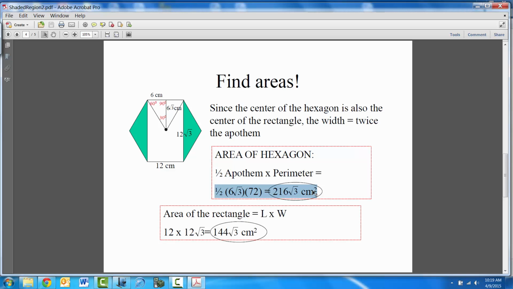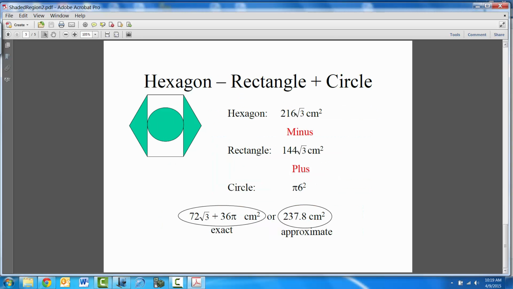All right, and then we also can find the area of the rectangle because this is now 6 root 3, and then another 6 root 3, which is 12 root 3. So that little dandy piece of information, drawing one apothem in this little triangle, allowed us to get information that we needed for both objects. Okay, so to recap, it was hexagon minus rectangle plus circle back.